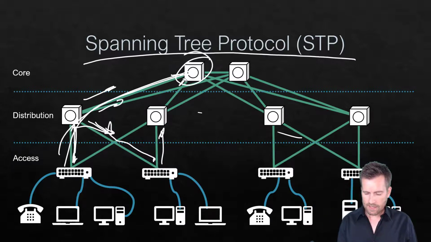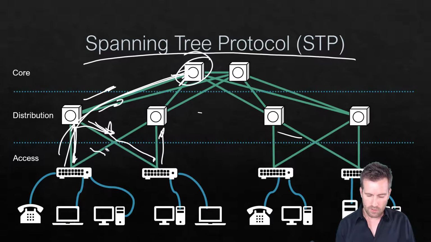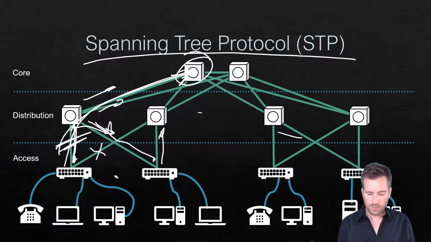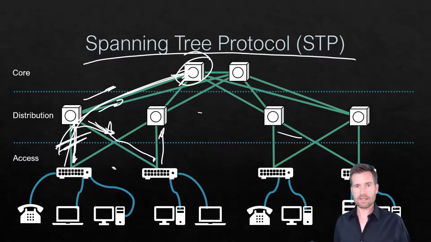But the Spanning Tree Protocol will establish a hierarchy within your network, and then it will actually shut off some of these redundant lines. However, if something gets severed and communication stops happening, then it will bring up those redundant lines. So it will stop these loops from happening, but still allow you to have redundancy within your network.